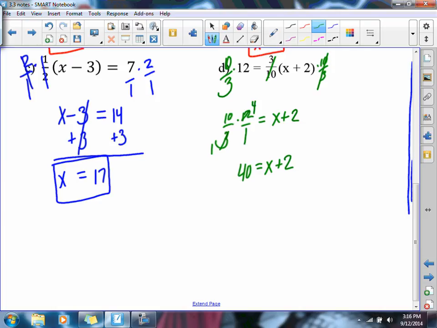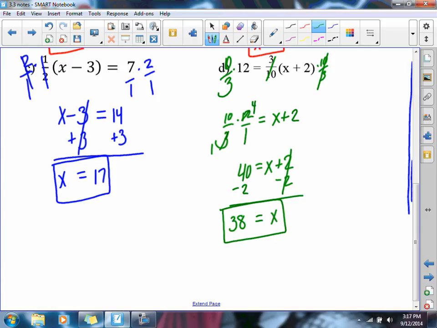And now I have one step left to solve for the x. I have to undo that addition by subtracting the 2. So those cancel. X equals 38. So again, make sure you're multiplying by the reciprocal, especially when you have a fraction.